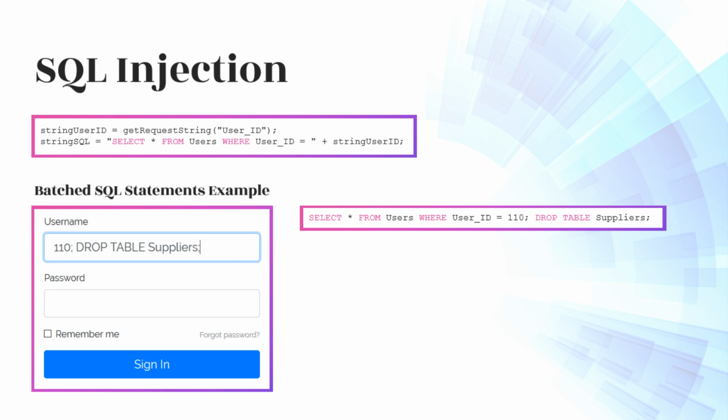Now, this statement could be anything. It could be another select statement. It could be an insert. It could be an update. It could be a delete, and then the list goes on. But the vulnerability here allows the attacker to execute another SQL statement, which is not intended to be actually run on that database itself.